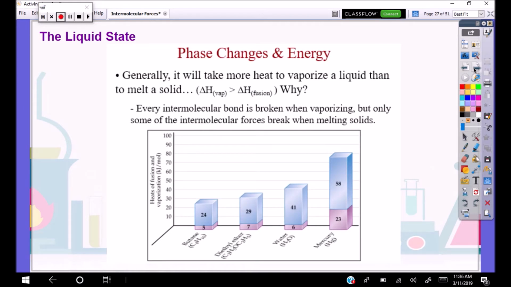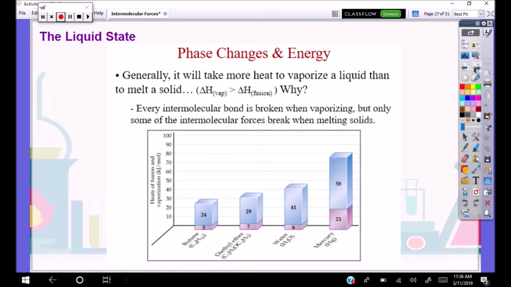All right, so phase changes in energy. We know it takes energy to change from a solid to a liquid and a liquid to a gas. The average kinetic energy of the particles cannot increase during a phase change because we have to break the intermolecular forces between our particles.